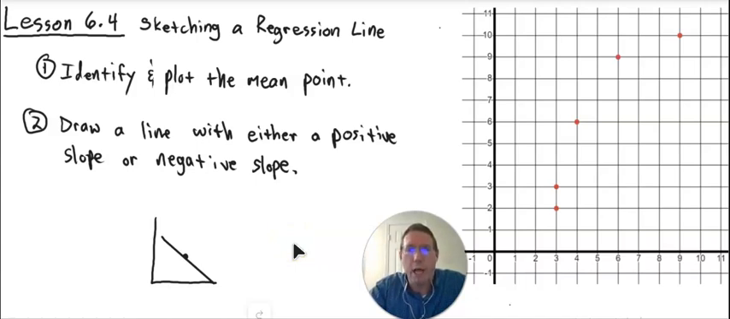And I'll briefly talk about what a regression line is. Basically, it's a prediction line. It's a line that predicts the y value given an x value. And I'll show you what I mean by that in just a few minutes, okay?